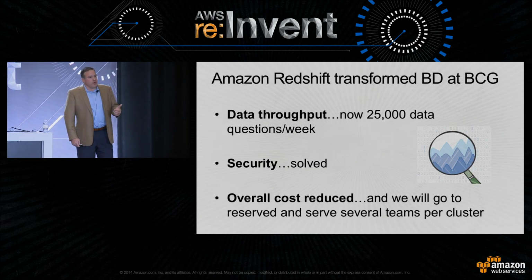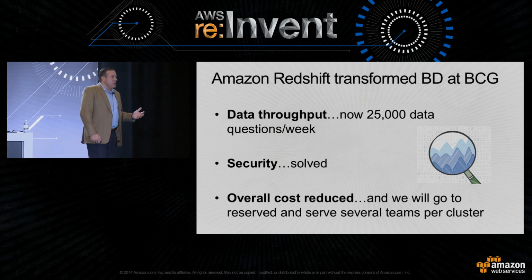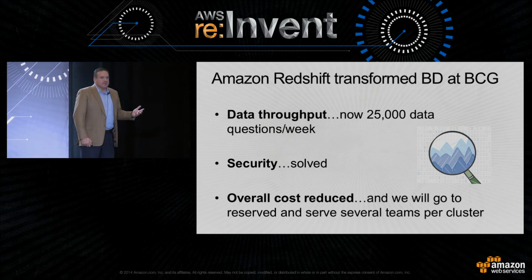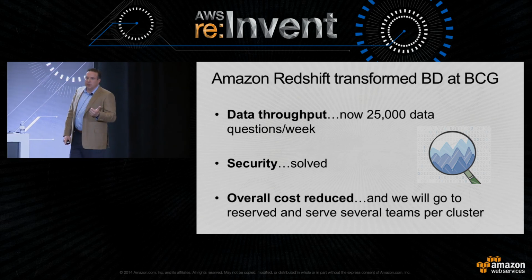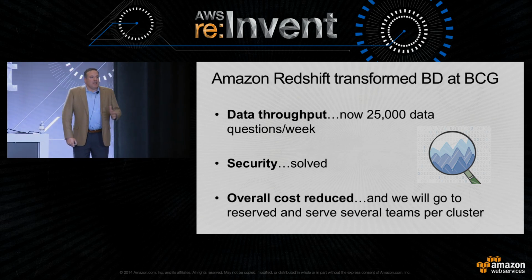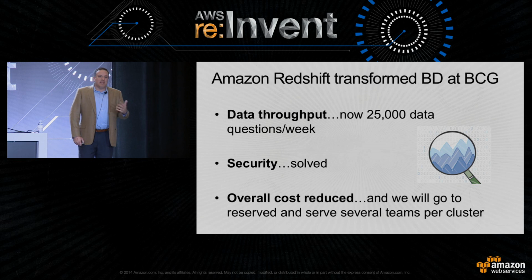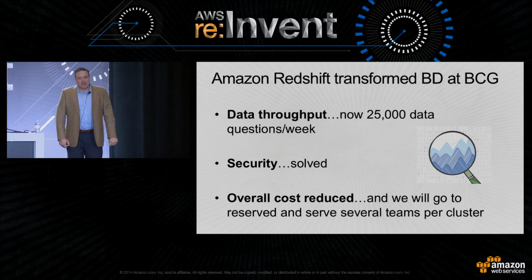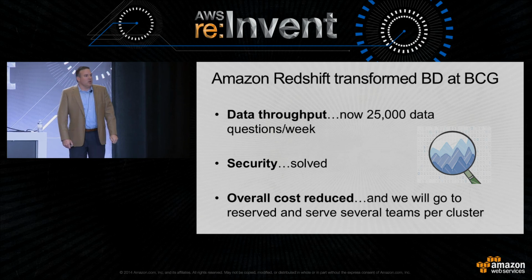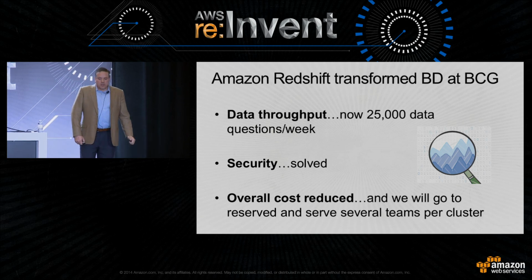So we went from 15 queries a week to 25,000. It was watershed for us. Literally, teams could deploy Redshift with minor tuning. You're tuning at the table level, and it's not that hard. Our DBAs were more than able to make the shift. Security, as we talked about, was largely solved, and overall cost went down tremendously.